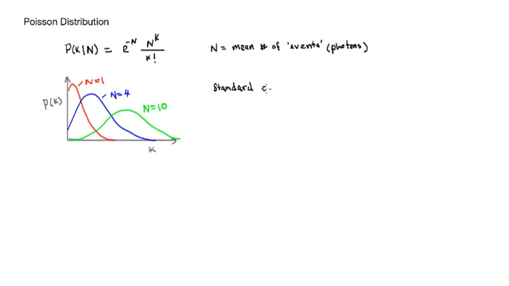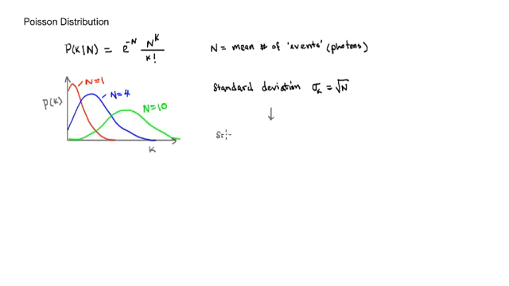Now, the standard deviation of this probability distribution is important because that tells you how wide it is, so how much noise there is going to be. The standard deviation is equal to the square root of N for a Poisson distribution. I'm not going to prove that, but it's easy to prove.